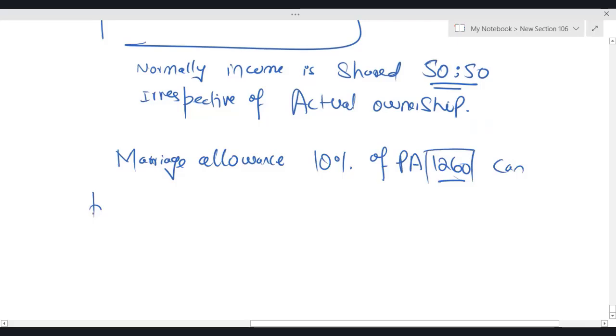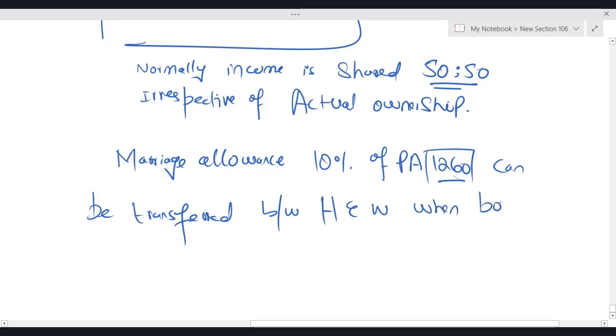can be transferred between husband and wife when both are basic rate taxpayer. That's a condition.